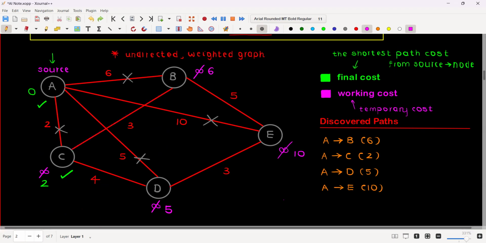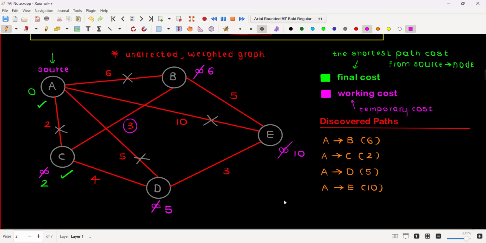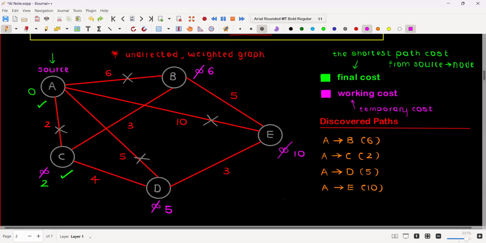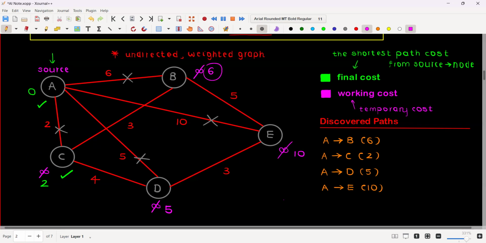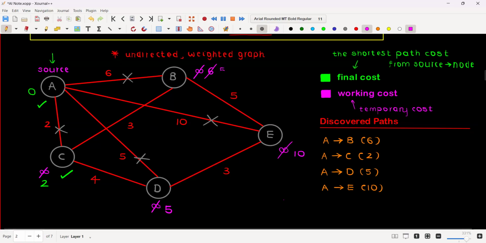What we do is we add the current final cost of C to the edge weight from C to B, which makes it 3 plus 2, 5. Now you have to ask yourself, is 5 less than the current working cost that we got for B? 5 is less than 6, yes. So what we can do is we can effectively cut off this 6 and write 5.